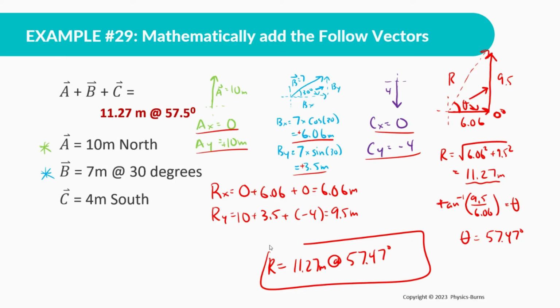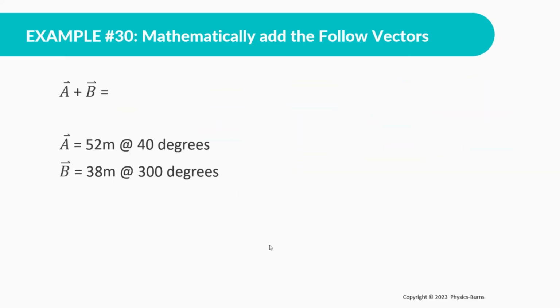Okay. All right, let's move on. All right, I think this is kind of the last one with this. It is, I think, the most difficult, even though I have two vectors. So let's see how that works.